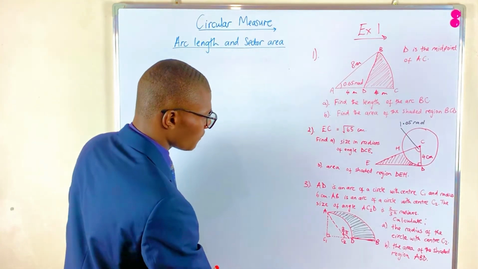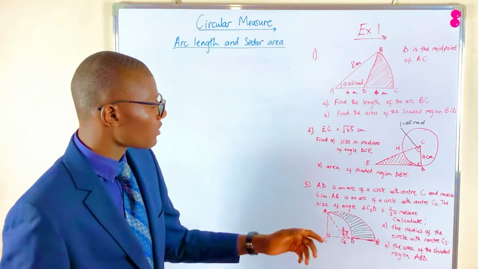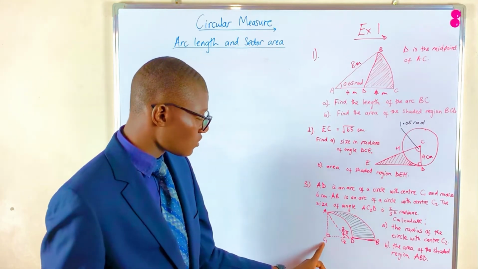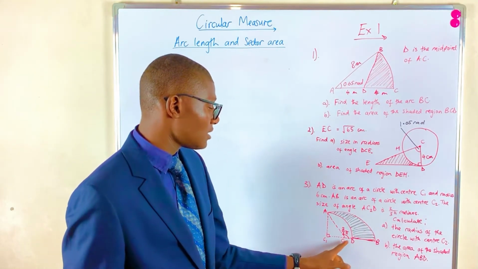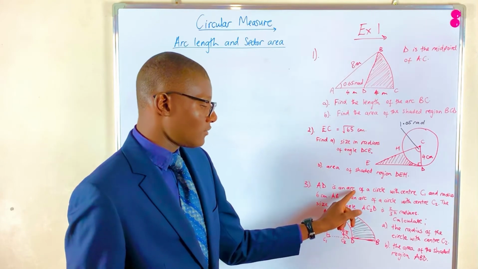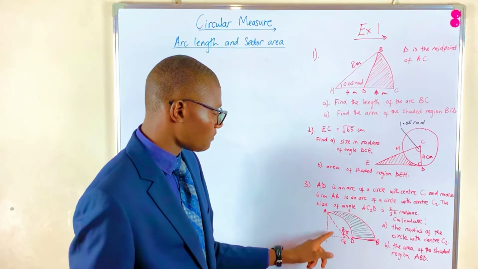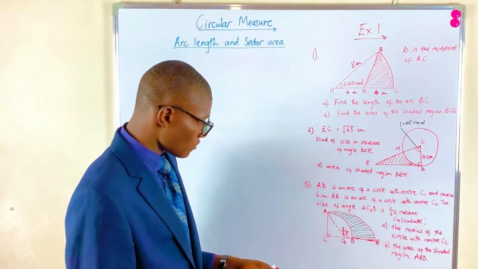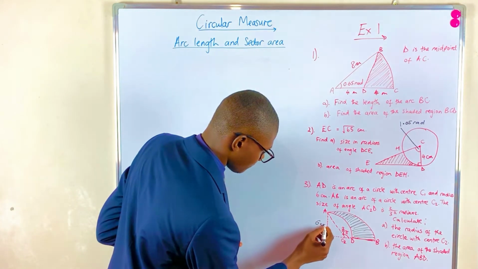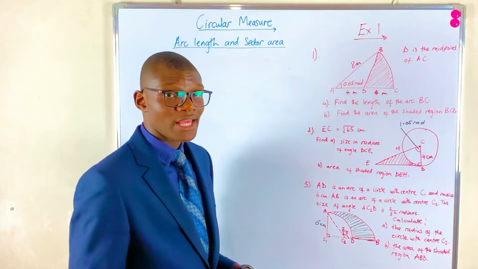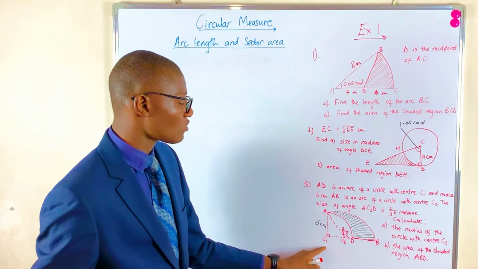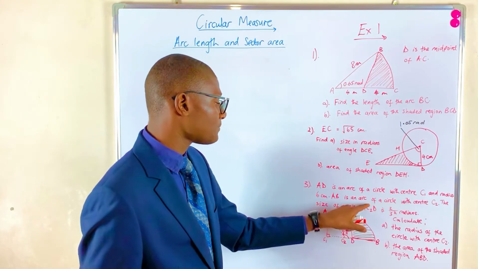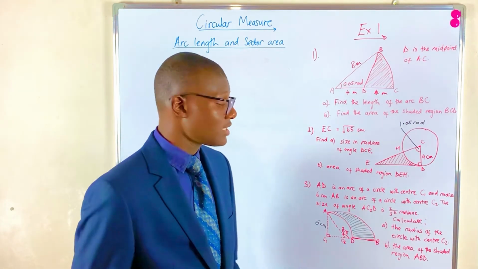Okay, so now for number 3, we're told that we've got this. Now we're told that AD is an arc of a circle with center C1. So C1 here, then AD is the arc of the circle, right? And then the radius is 6 centimeters. So I say we've got 6 centimeters here, right? C1A is 6 centimeters, and as well C1D is 6 centimeters, being the radius. Then AB is an arc of a circle with center C2.